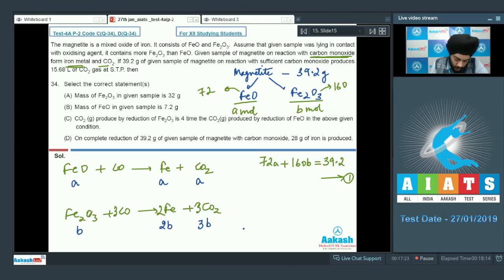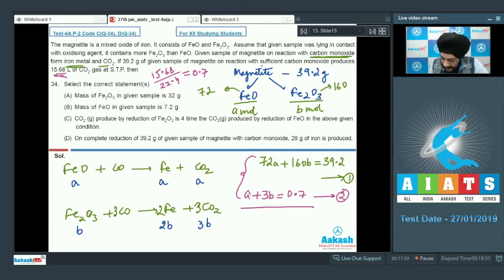Now the examiner has also given us the data about the total volume of CO2 produced. So it is given to us that 15.68 liter of CO2 is produced. So if we talk about 15.68 liters at STP, it has to be divided by 22.4. It gives us a value equal to 0.7. So total moles of CO2 is equal to 0.7. So we have the second expression as well, that A plus 3B shall be equal to 0.7. Now if we try and solve these two equations, we'll have the value of A equal to 0.1 and the value of B equal to 0.2.